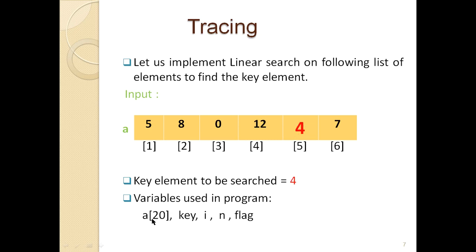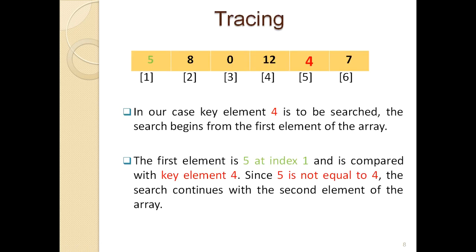So what are the variables? Array A, key to search the key element, I for looping, n is the size of the array, flag is a variable which indicates our search operation. So now, in our case the key element is 4, right?